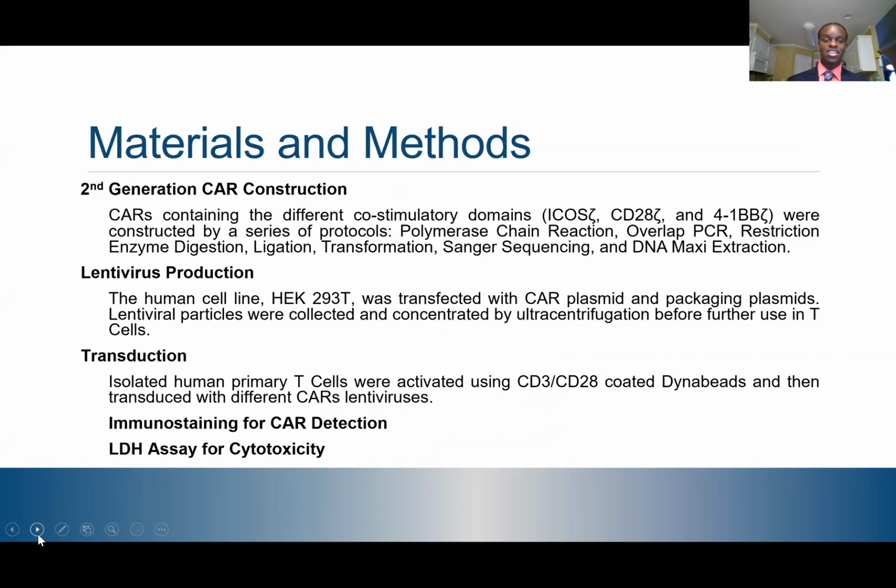Now for my materials and methods. In the beginning, we did the second generation CAR construction, using a wide variety of protocols to make sure we have the correct DNA sequence for the CARs. We used PCRs, restriction enzyme digestion, ligation, and transformation to make sure we have the correct sequence for our different CARs. After we had the correct DNA sequence, we did the lentivirus production, where we use transfection to produce viruses of the different CARs. After we collected the viruses, we did transduction and transduced our T cells with the viruses. Now our T cells can express our different CAR receptors on their surface. After that, we did immunostaining for CAR detection to see if the CARs were actually on the T cells. Then we did an LDH assay for cytotoxicity to see if they actually killed the cancer cells.